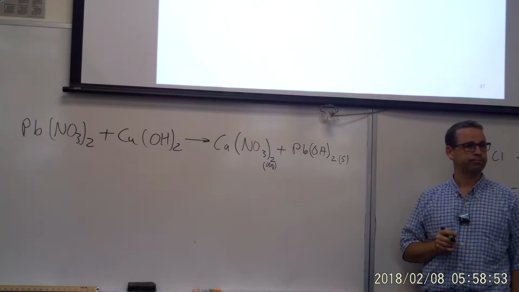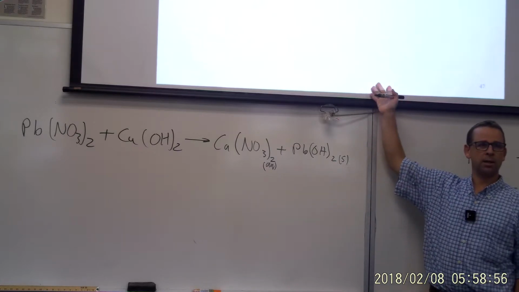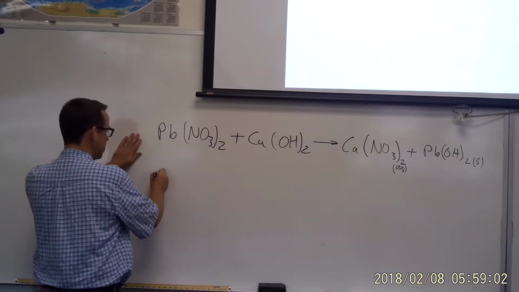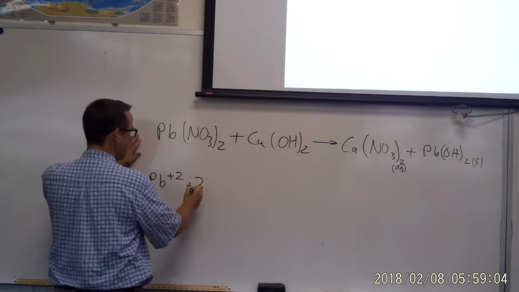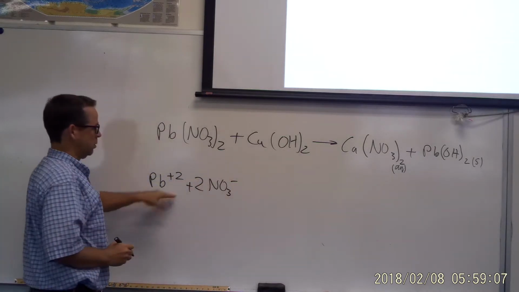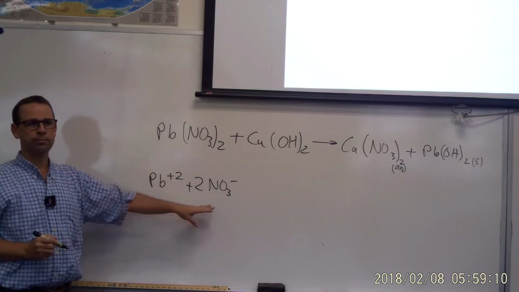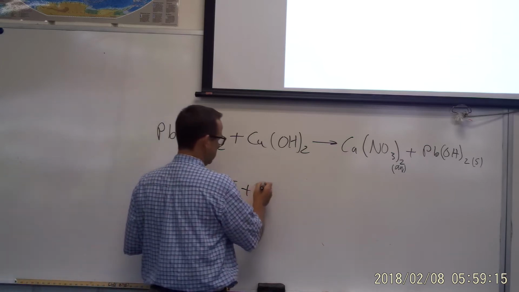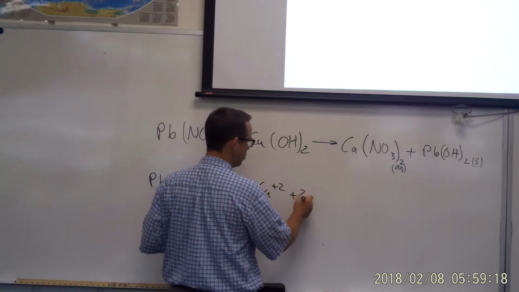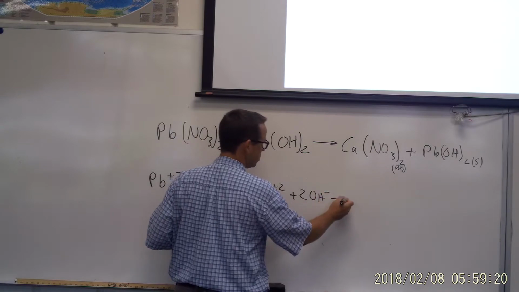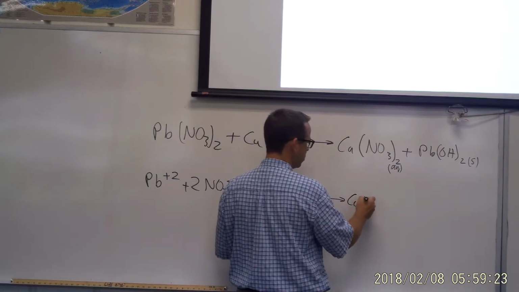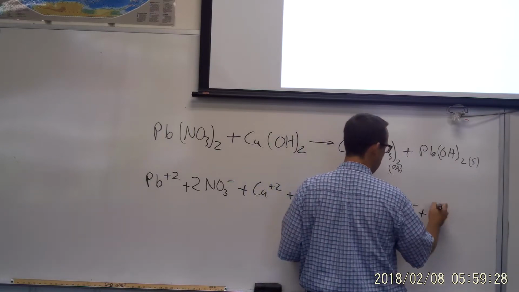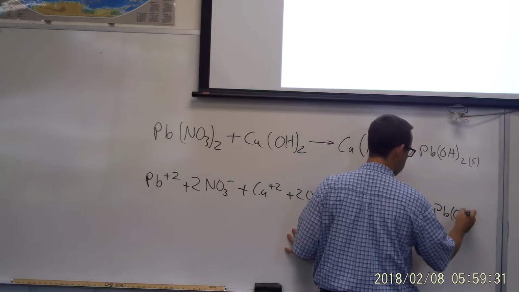Okay, so we weren't asked to write the ionic equation here. But if we were to have written the ionic equation, it would be like this. Lead with a +2 charge, and then there's 2 nitrates. Can everybody see how that dissociated from that? Then calcium with a +2 ion and 2 hydroxide ions. This dissociates also because it's soluble. This does not. Lead hydroxide, whoops.